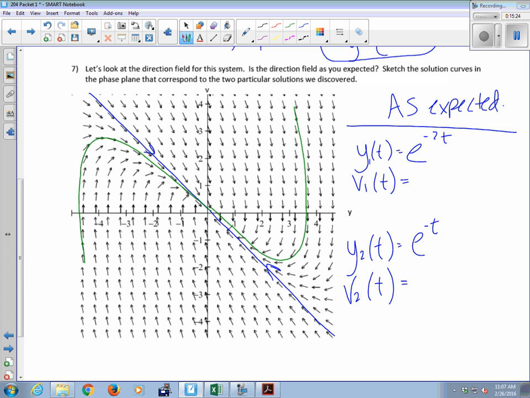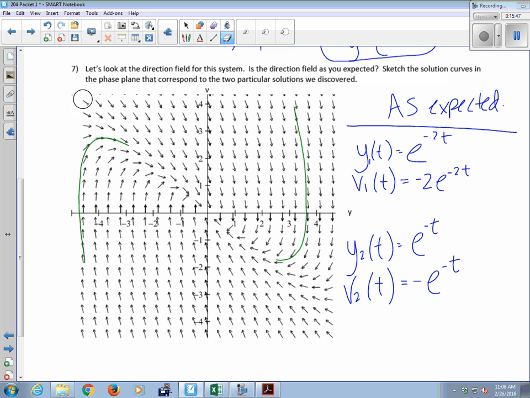Okay, so if y is e to the negative 2t, what is v? It's negative 2 e to the negative 2t, because velocity is just the derivative of position. And v2 here would be negative e to the negative t. Then I'm going to use each of these to plot an initial condition, and then I can follow the direction field to sketch a solution.